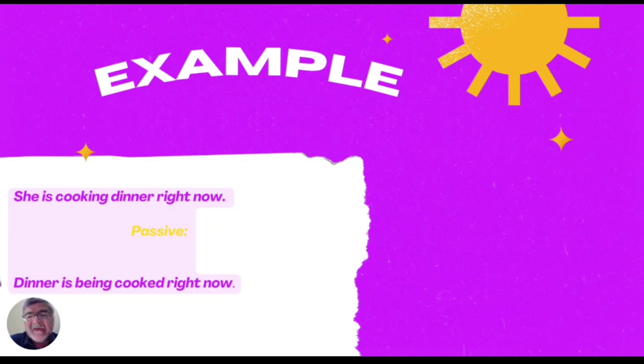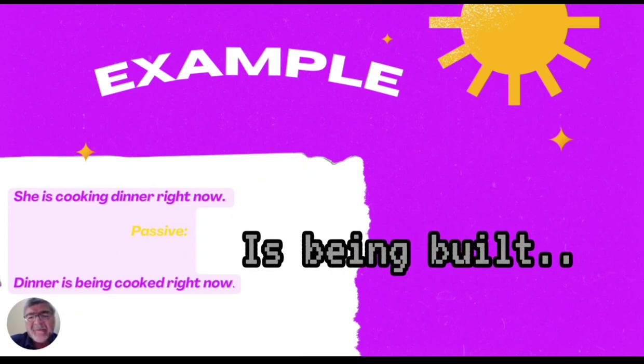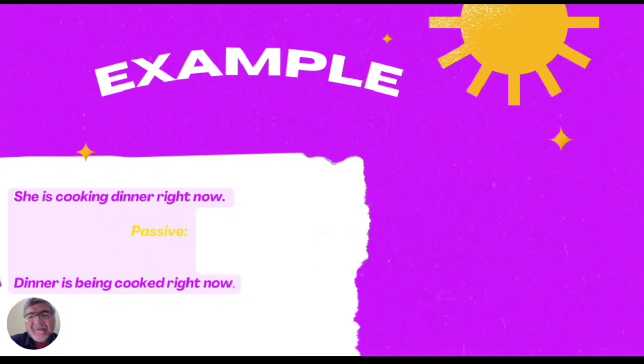Another example is they are building a new hospital. So we don't care who is building the hospital. What is important here is what's happening. A hospital is being built.